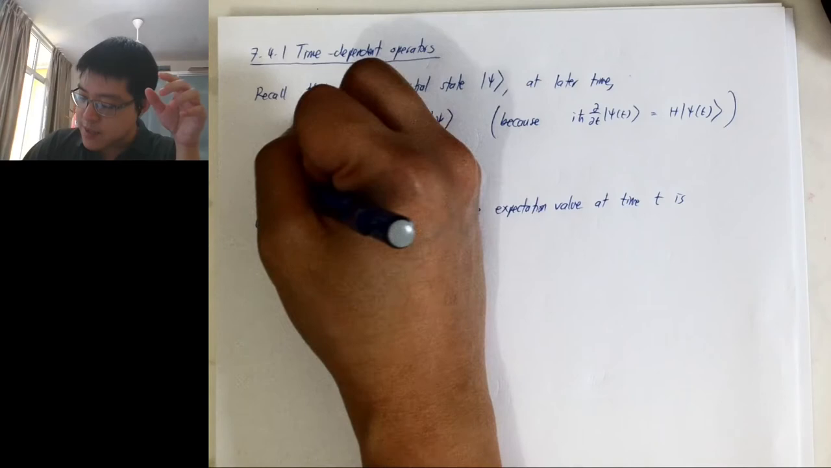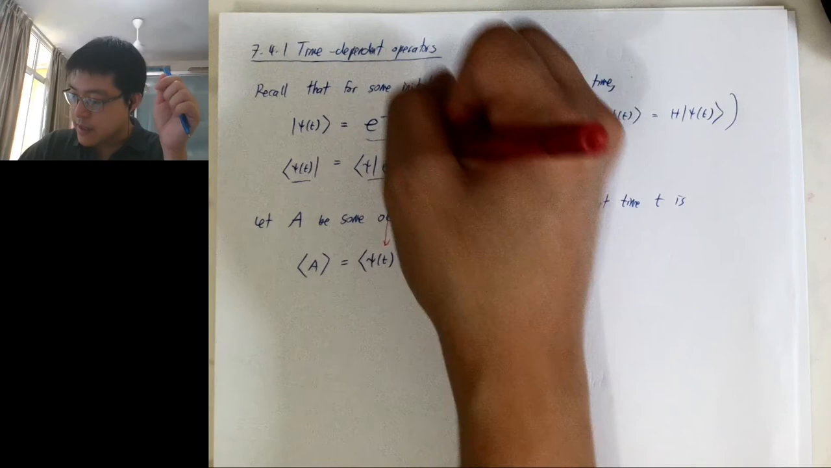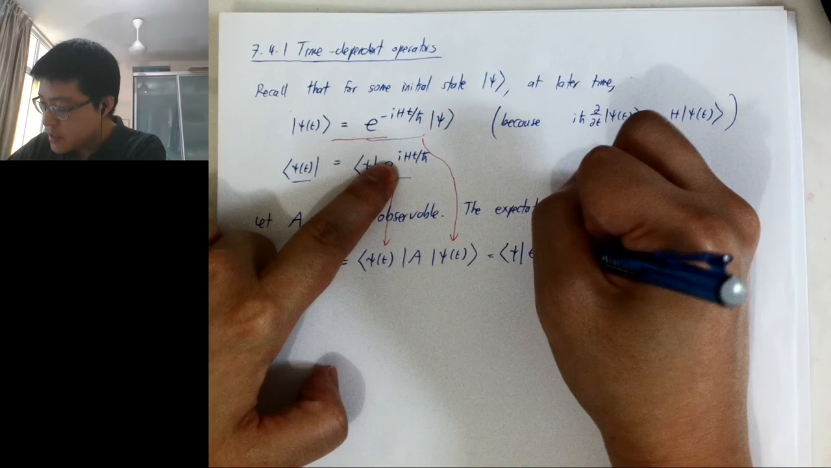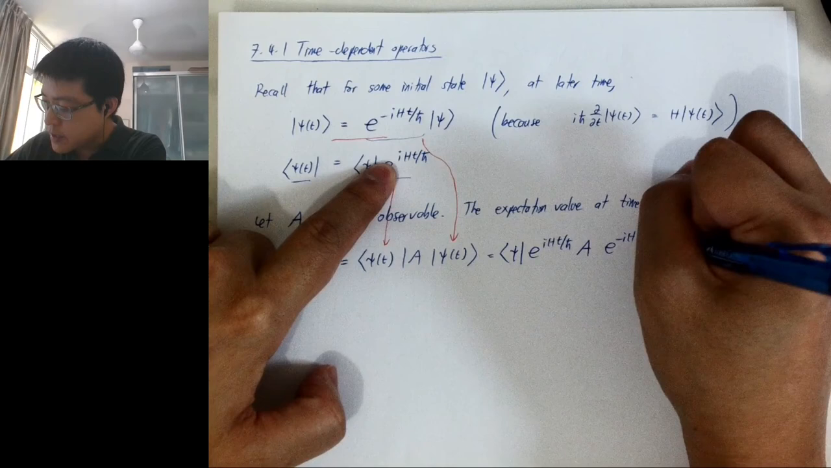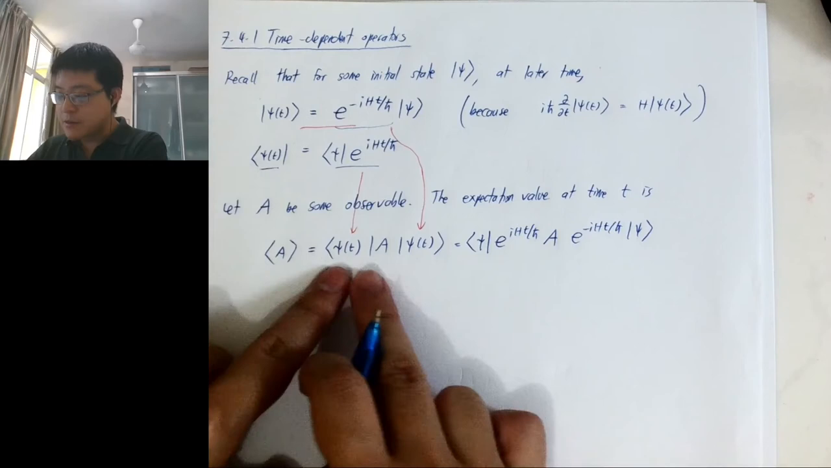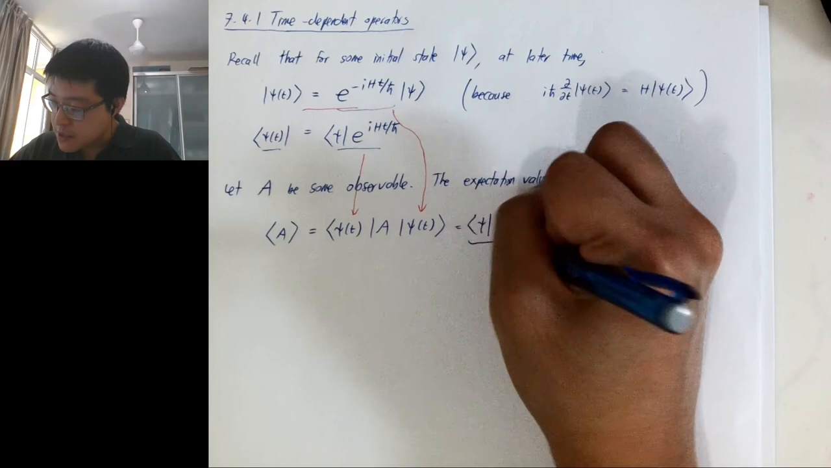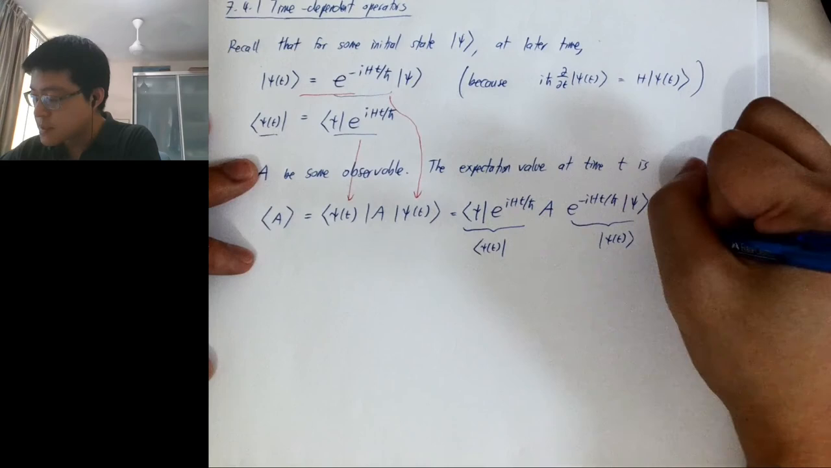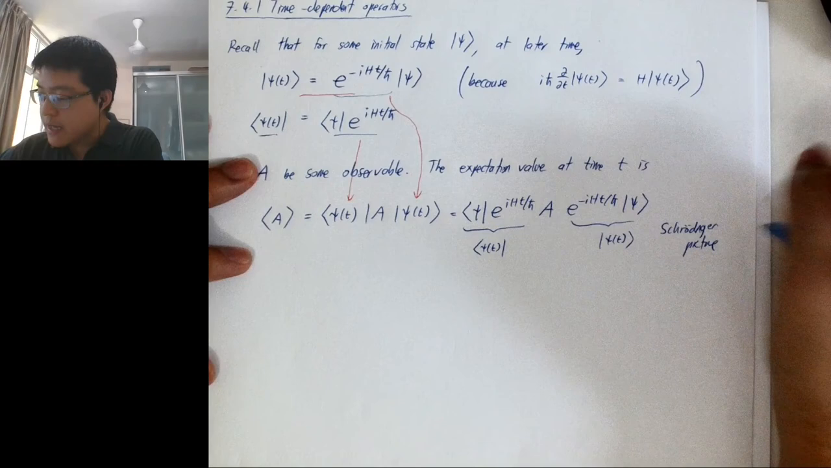So this state is equal to this, so let me substitute it here, and this state is equal to this. So psi of t can be substituted in. This is actually just the initial state psi, then e to the iHt over h bar, the operator A, then e to the minus iHt over h bar, and then the initial state psi. If I write everything out, it looks like this. So this was our Schrodinger picture, because this is our state at time t, and this is our bra at time t. So far, I haven't done anything new or special. It's just repeating what we did last time.